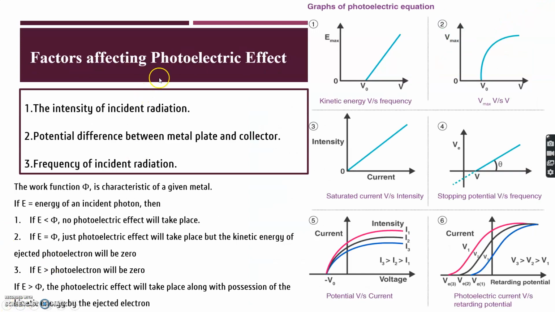Now, what are the factors that affect the photoelectric effect? The factors are the intensity of radiation, the potential difference between the metal plate and collector, and the frequency of incident radiation. And here is another relation given between the energy of the incident photon and the work function, which is a characteristic of a given metal. So when energy is less than the work function, no photoelectric effect takes place.